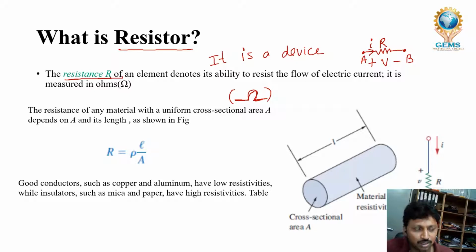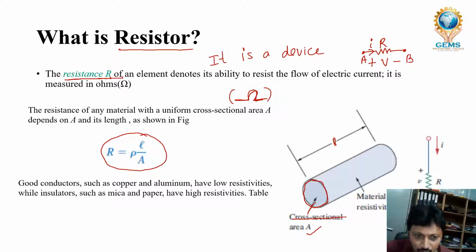So to find the resistance of any material, we have an equation: R is equal to rho L by A. You see that this is a conductor. The length of the conductor is L, right? This is the conductor's cross-sectional area, this circular portion, which we are going to denote as A.